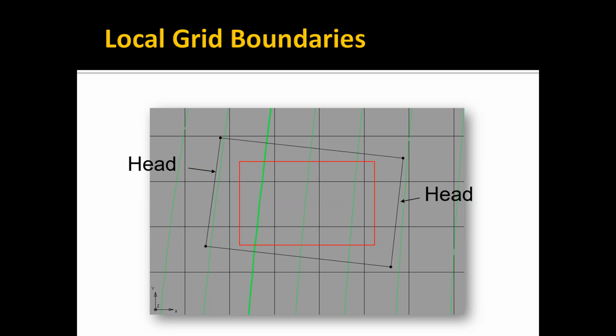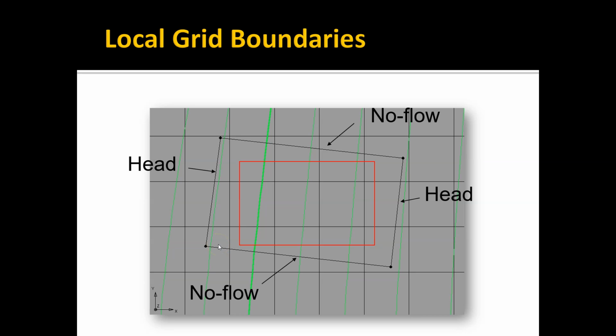You can notice how I've aligned that grid. So this red rectangle represents my region of interest, and these black lines represent the boundaries of my new local scale model that I'm going to derive from the regional model. And in this case, I interpolate the head values computed by my regional model to get my head boundaries on the upstream side and the downstream side. Actually, in this case, this would be the upstream side and this would be the downstream side. The water flows from right to left.